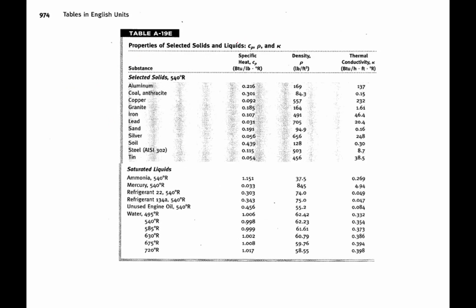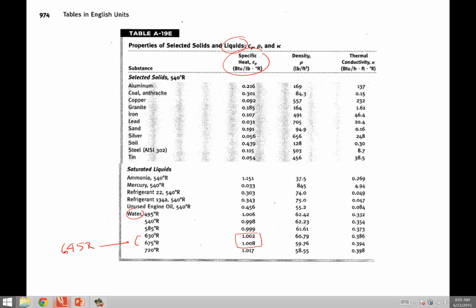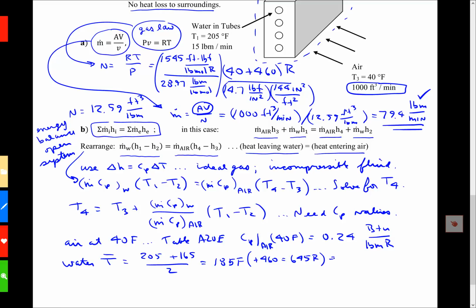Here we are. Selected values of solids and liquids, Cp, specific heat here in English units. I've got water down here. The 645 that I need is going to be in between 630 and 675 on this table, so the value for Cp is going to fall between 1.002 and 1.008. You can check my interpolation. When I interpolated this, I found that Cp for the water was 1.004 BTUs per pound mass per Rankine. That's a 4.